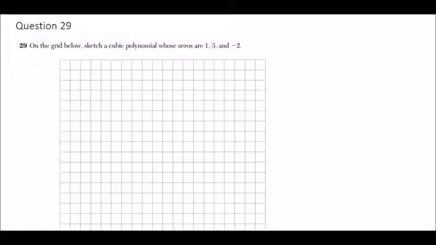This is question number 29 on the January 2017 Algebra 2 Common Core Regents. And this is a graphing of a polynomial question. What it states is, on the grid below, sketch a cubic polynomial whose zeros are 1, 3, and -2. And we have to remember that the zeros also means the x-intercepts.